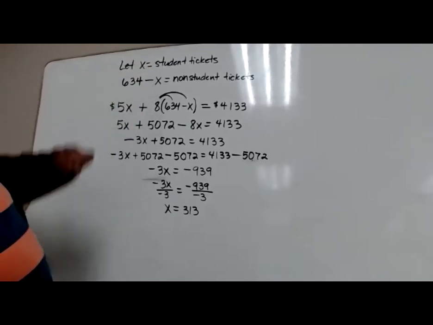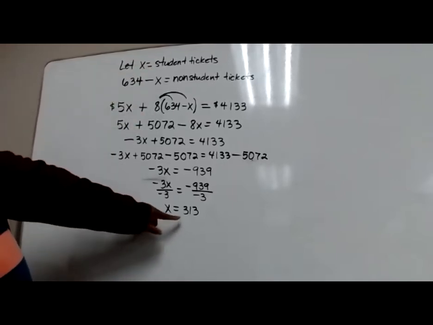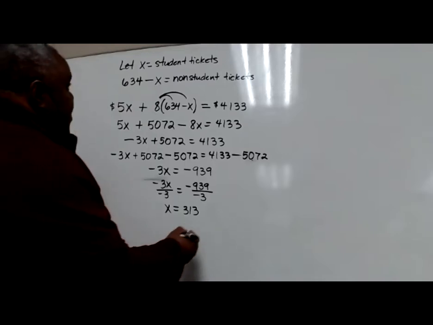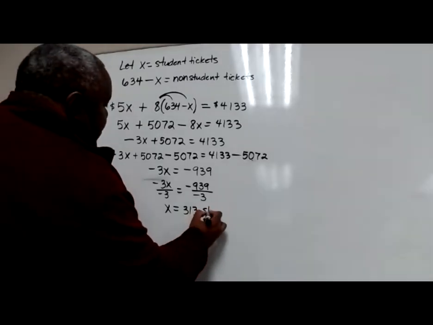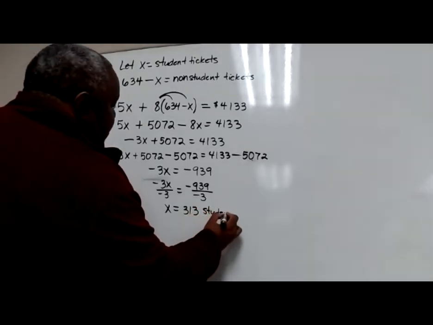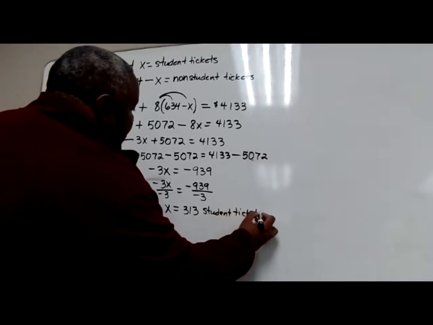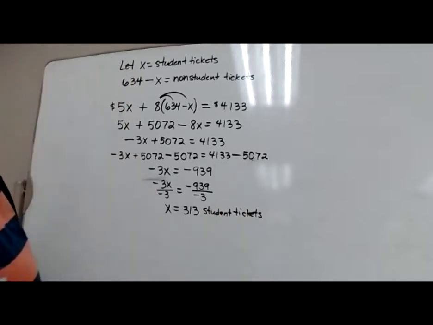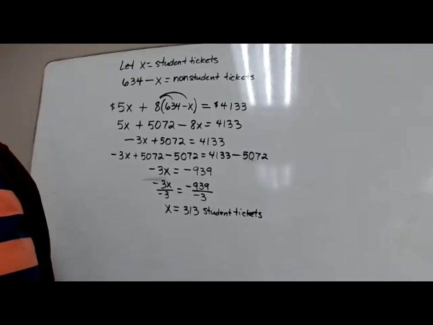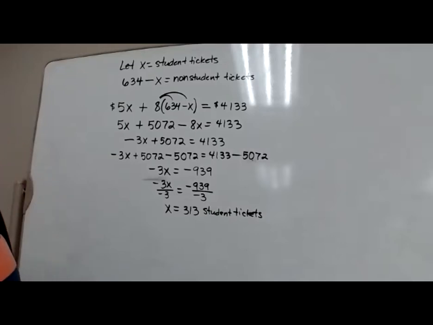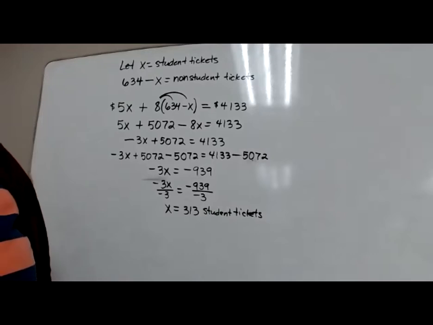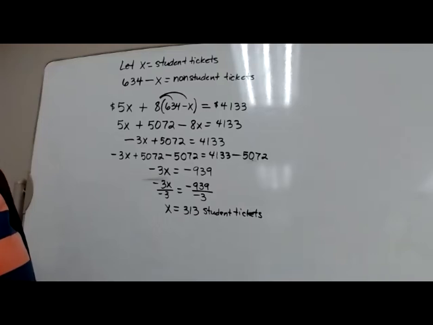Here we're letting x be the number of student tickets, so that means that x equals 313. That means 313 student tickets. Okay. And that would be our answer to that problem that we were looking for. How many student tickets were sold? In this case, x is equal to 313.